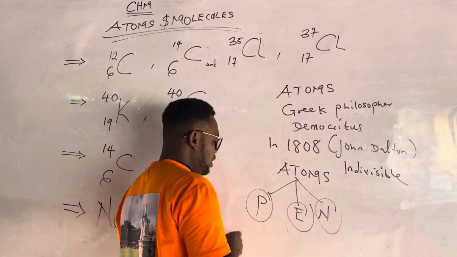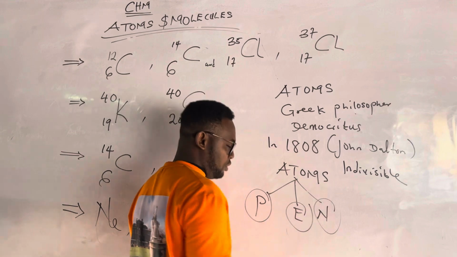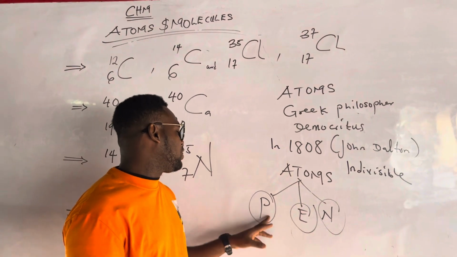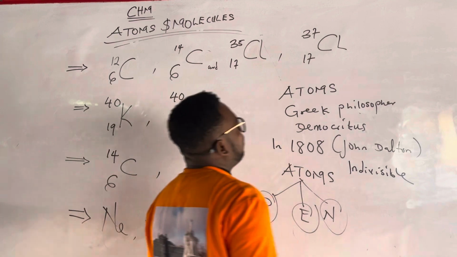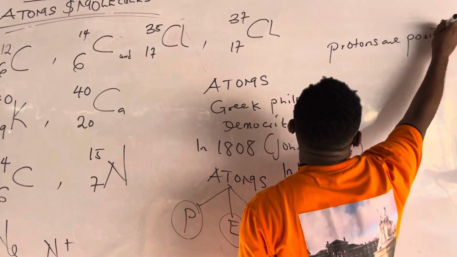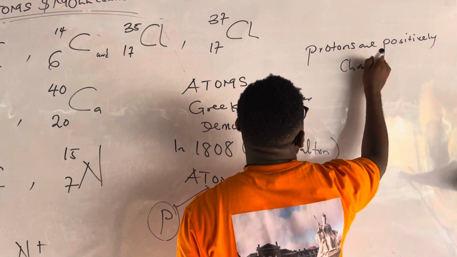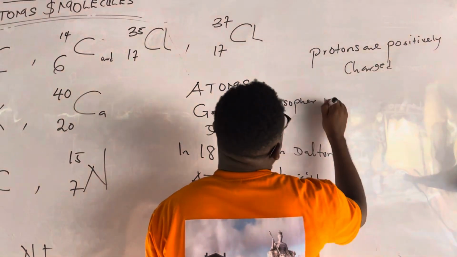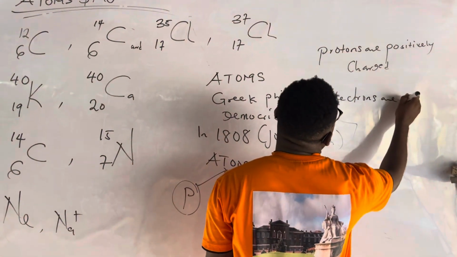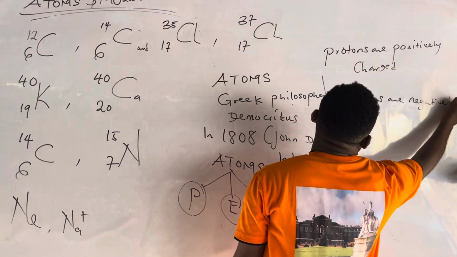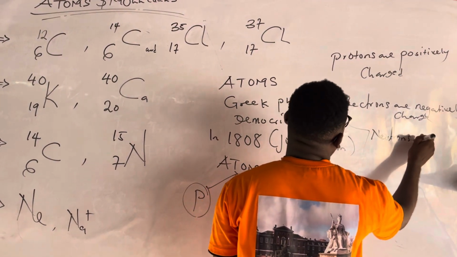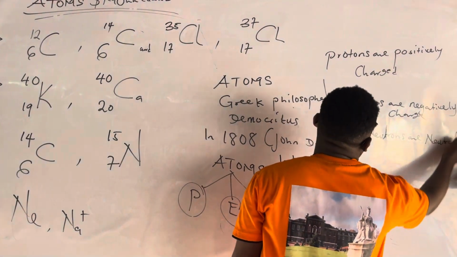Now, moving on, I will need to tell you about the proton, electron, and neutron. I may not write much. I will just be telling you. We said that protons are what? Positively charged. And then the electrons are what? Negatively charged. While neutrons are what? Neutral. Meaning that they have no charge.